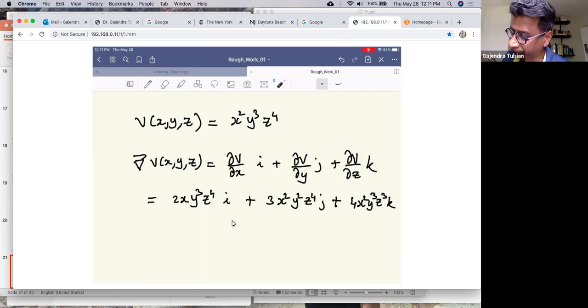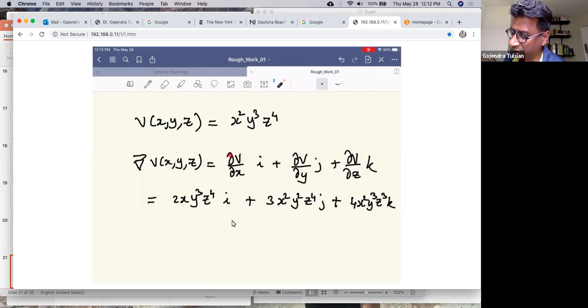And so now you can evaluate it at any point, and that will give you the rate at which it's increasing, and also the direction of this vector tells you the direction in which the rate of change is the greatest. So that's what the gradient operator does.